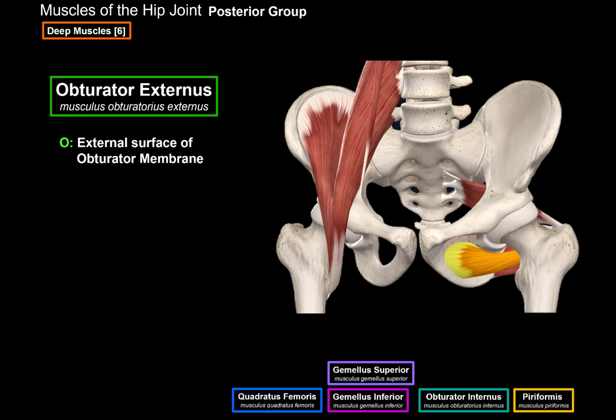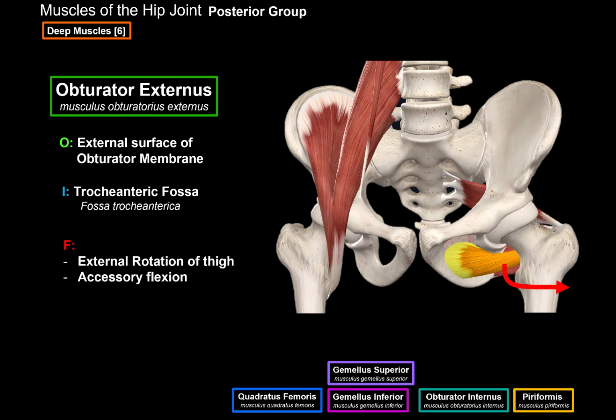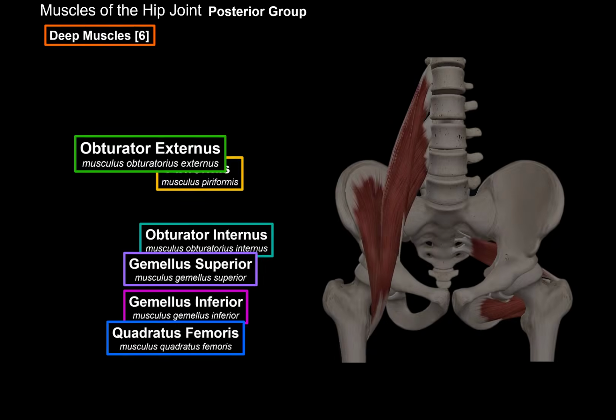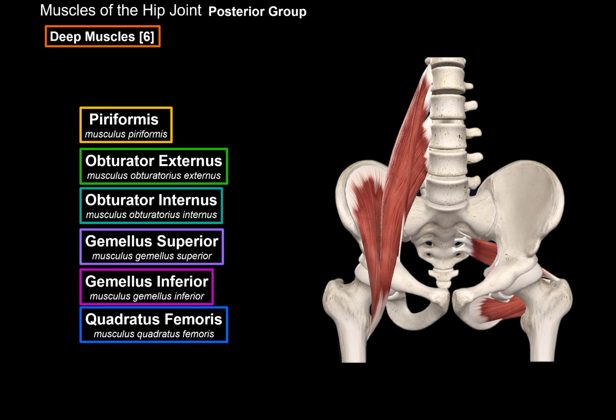The Obturator Internus originates from the external surface of the obturator membrane, and then it's going to insert at the trochanteric fossa, and when it contracts, it's going to externally rotate the thigh and give an accessory flexion of the thigh as well. So that was all the deep muscles of the posterior group of the hip joints. Now let's do the superficial muscles.